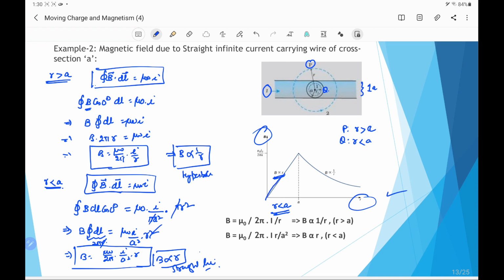So this is a straight line graph, and at the surface, that is on the wire, where r equals A, the value becomes mu naught by 2 pi into I by A. And after that, this magnetic field reduces inversely proportional to 1 by r. So it is a hyperbolic curve. So this is the graph for the magnetic field due to a straight infinite current carrying wire of cross section A.